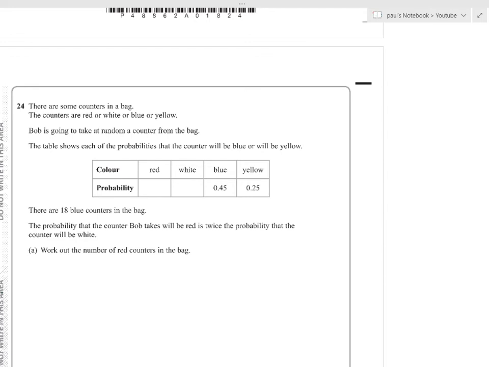So 18 blue counters. Now, what's the probability that the counter Bob takes will be red is twice the probability the counter will be white. Work out the number of red counters in the bag. So I'm going to start with this. I'm going to go 1, take away... I'm not sure where we're going with this one. Add these two together, which is 0.7, and 1 minus 0.7 equals 0.3. So together, these two are 0.3.